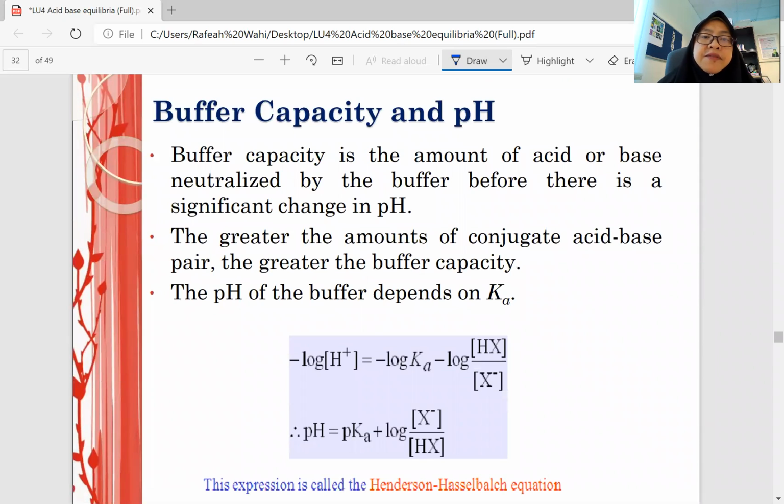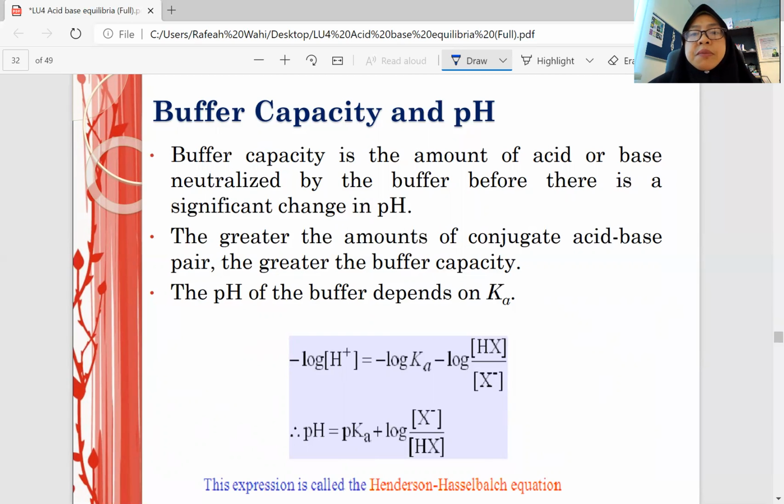Buffer capacity refers to the amount of acid or base that can be neutralized by the buffer before there is a significant change in the pH. As we have discussed just now, whenever we add base or acid into a buffer solution, it will not change the pH, but somehow there is a limit to this buffering capacity. This is what we call buffer capacity.